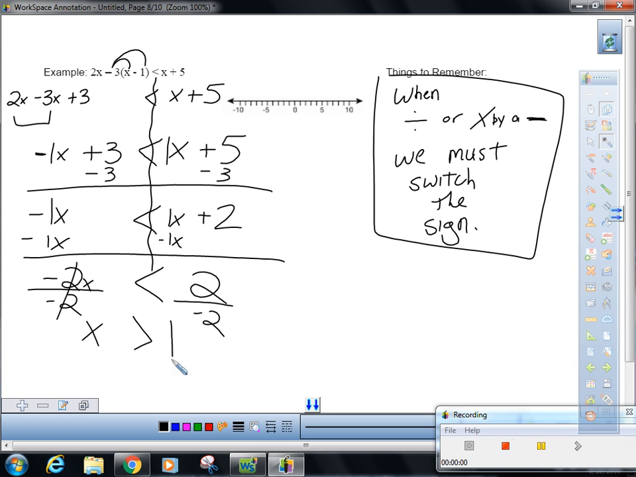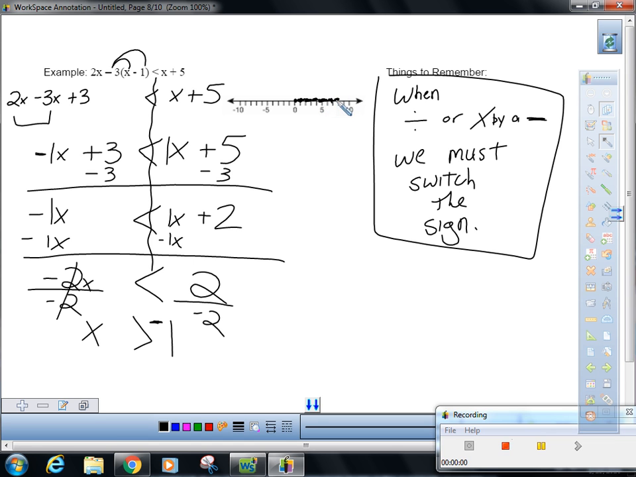X must be greater than negative 1. 2 divided by negative 2 is a negative 1. Okay, so x has to be greater than negative 1. Is 0 greater than negative 1? Yes. So is 1. So is 2. So is a half. Well, there's lots of things that are greater than negative 1.